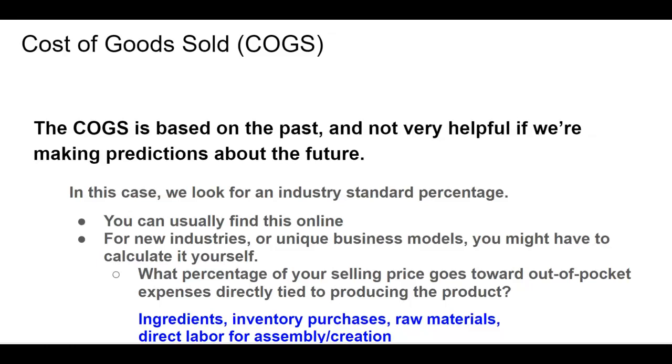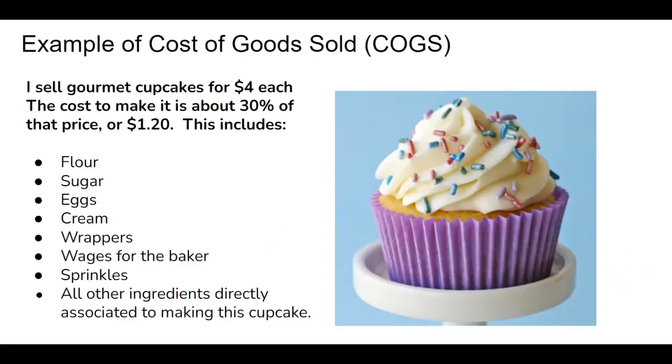If we're looking at something along the lines of a bakery and we're making cupcakes. So if we're selling our gourmet cupcakes for $4 each, the cost to make it would be about 30% of that selling price, or $1.20. We would add up all the flour, sugar, eggs, cream, all the ingredients associated with making our cupcakes, and look at those totals as a percentage of our selling price. So you probably don't have to manually calculate your cost of goods sold. You can most likely find it as a percentage just by looking up some information on the internet.